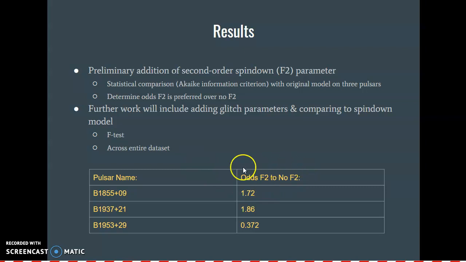And I tabulated those odds in this table down at the bottom of the slide. So for example, this would mean that B1855+09 is 1.72 times as likely to have F2 as not to have F2.